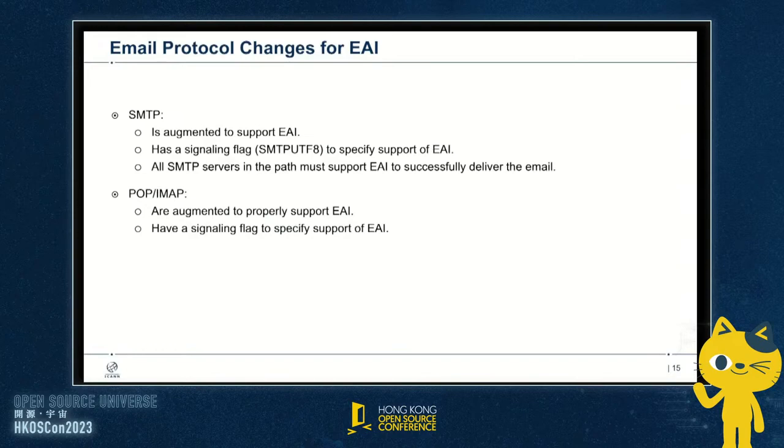So the actual standards use a simple signaling flag to say, this server supports EAI, or this message transmission requires EAI. If you want to transmit a message and the server doesn't support it, that message is going to be bounced back to the sender. POP and IMAP have been extended to support EAI, also with a signaling flag, but in that case, the signaling flag is a little bit optional. It's also possible to read mail from a POP or IMAP server without support through downgrading.